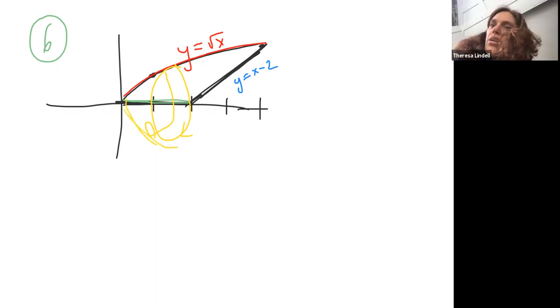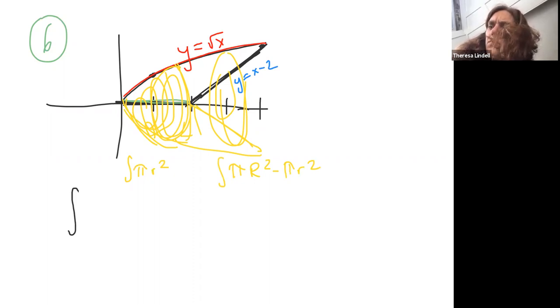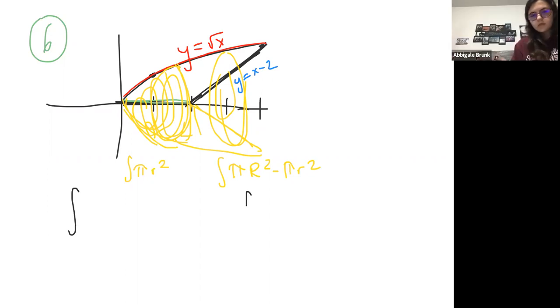This part of it has no hole in the middle. But the second half of it has a hole in the middle, right? So does everybody see how the first part is just going to be the pi r squared method, but the second part is going to be the pi r squared minus pi r squared method? That's why you got to split it into 2. Does that make sense to everybody? Mm-hmm. Yeah. Sweet.